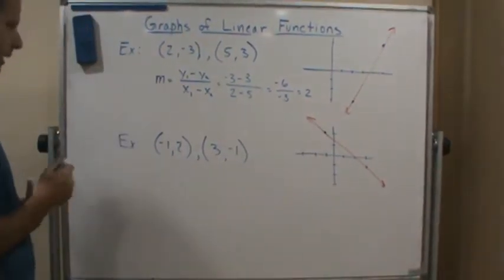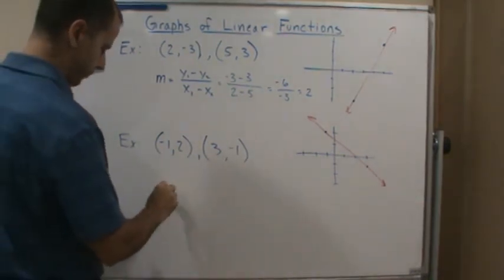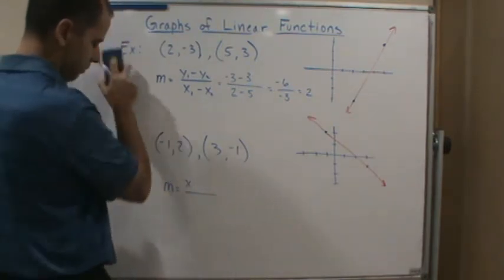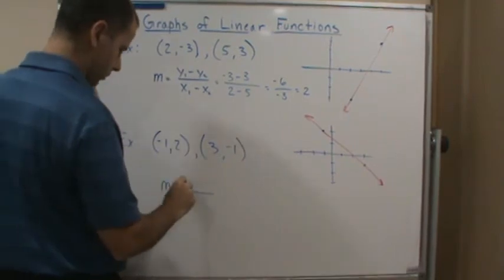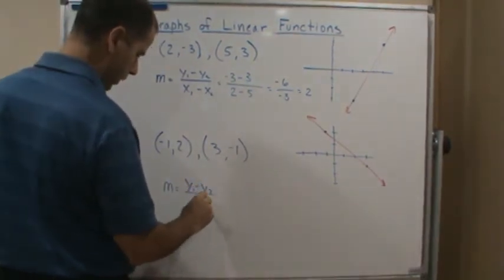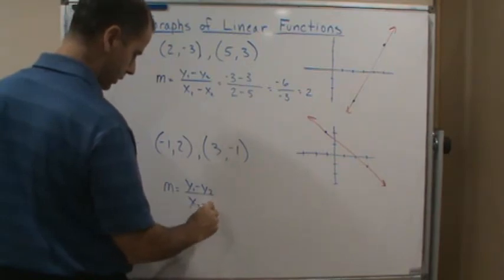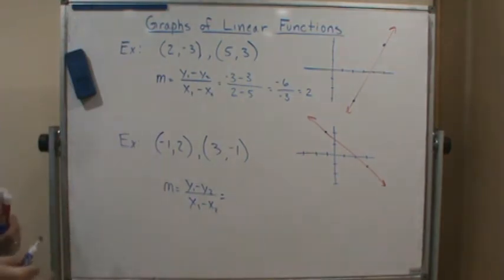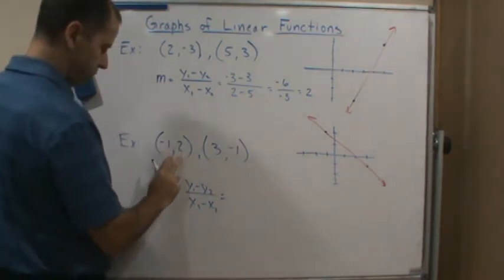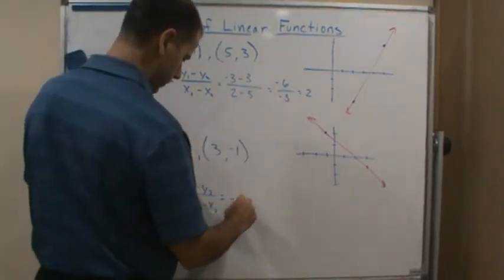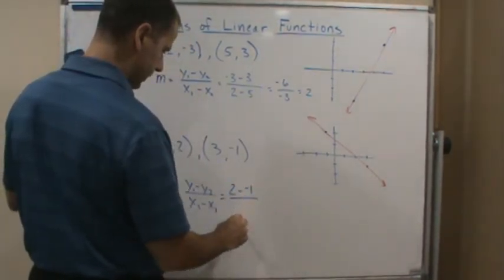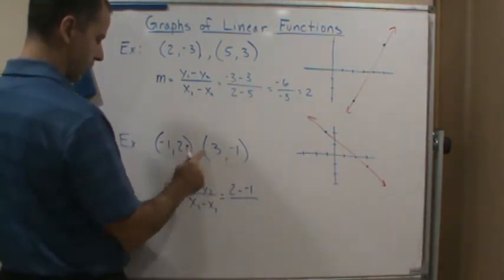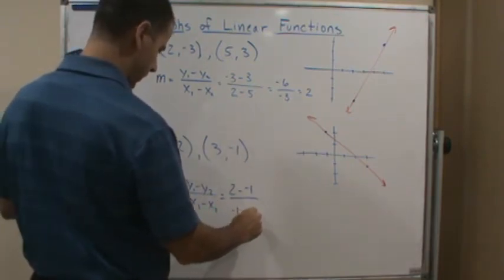And if we apply the same formula, we're going to take y1 minus y2 over x1 minus x2, and we just have to pick which one is going to be y1, x1, or x2. Again, if we do this one, this will be y1, so we'll get 2 minus a -1, so we subtract the y's. And now we're going to subtract the x's the same way. So this will be -1 minus 3.